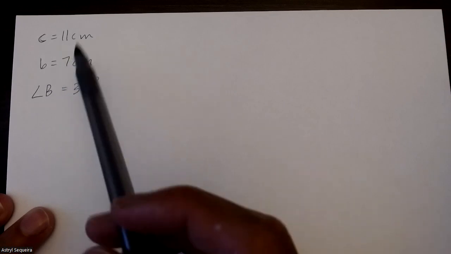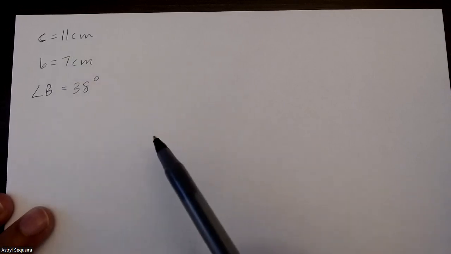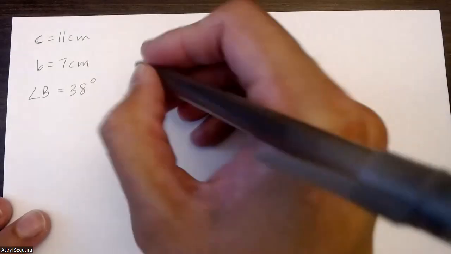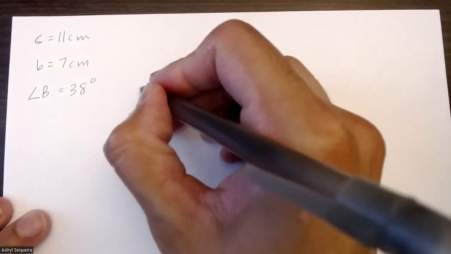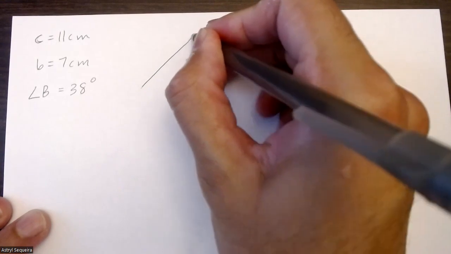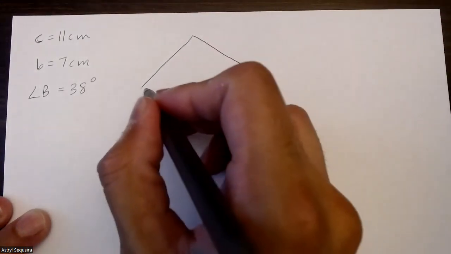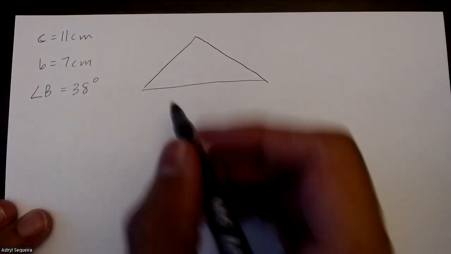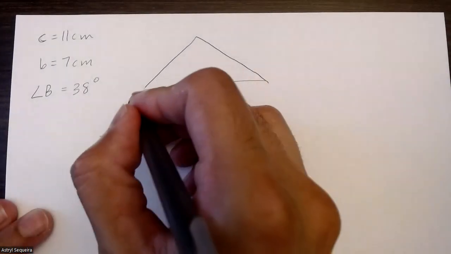All right, so we've been given two side lengths and an angle, and we need to find all possible triangles. So the first triangle that I always draw is the acute triangle. I just draw it like this. And when I'm given an angle, I always label the angle in the bottom left over here.